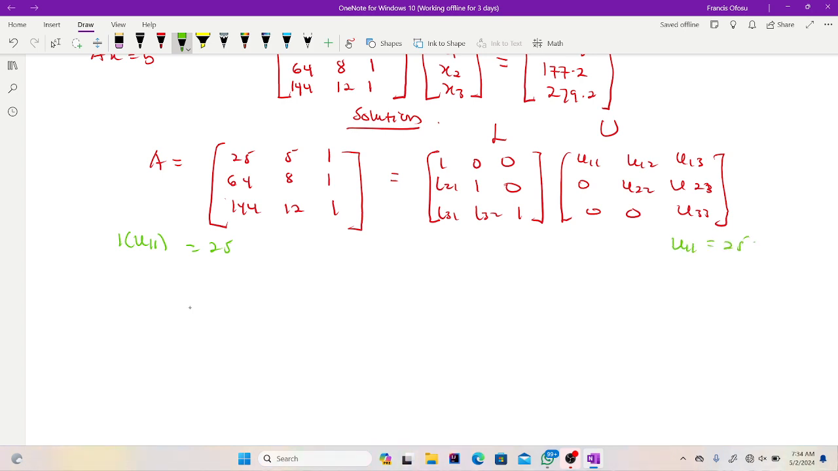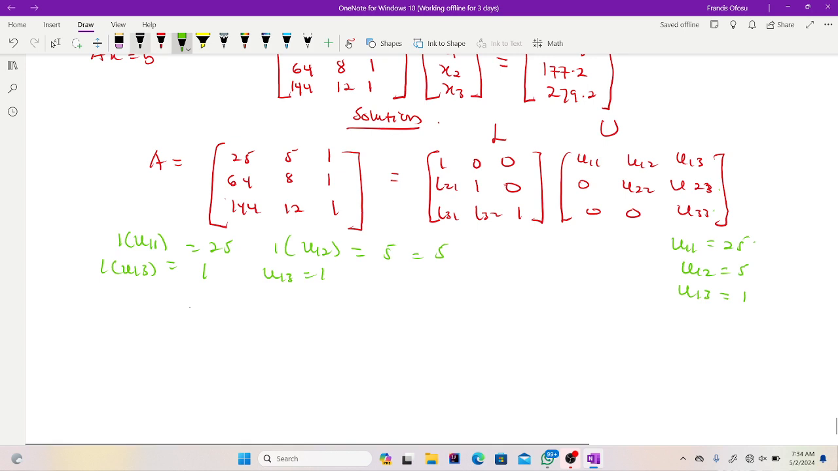Then I'll come again. When this multiplies the second column, I'll have 1 multiplying U12, and everything else will become 0. It should be equal to my 5. Hence my U12 is also 5. Then for the third one, this same row multiplies the last column. The 0 and 0 make these terms 0. For that reason, I'll have 1 times U13, which should be equal to the 1 here. So therefore U13 is equal to 1.